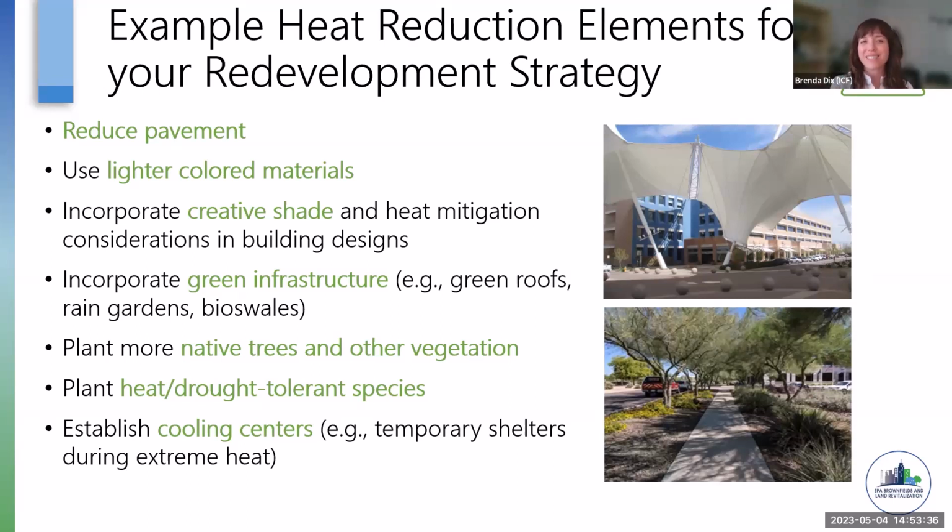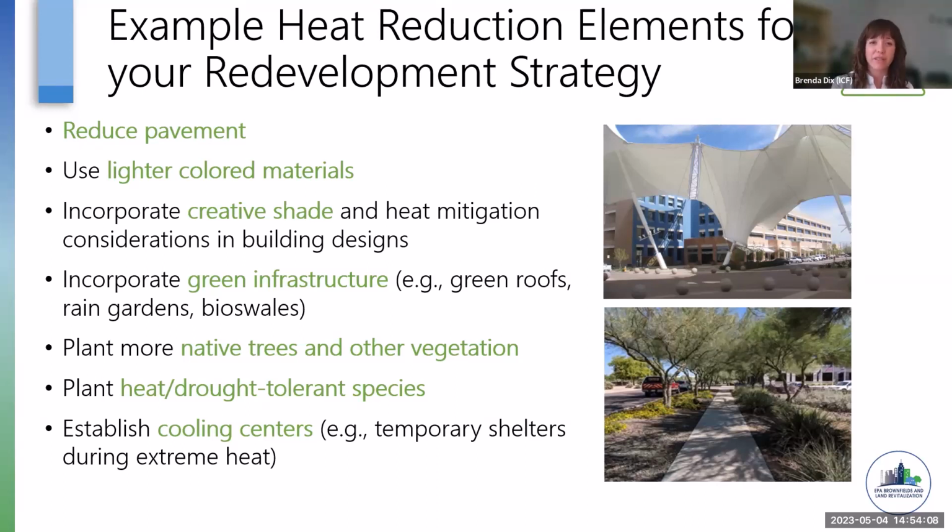To the extent you can reduce pavement, that's really helpful. Pavement really absorbs heat and then reflects it back up and makes the whole thing feel a bit like an oven. Where you can't reduce pavement, you could use lighter colored materials. You could incorporate creative shading and heat mitigation into your building design, whether that's big fancy things like the shades in the picture on the right, or just awnings on your buildings, or put some umbrellas up, anything of that nature. You can also incorporate green infrastructure.